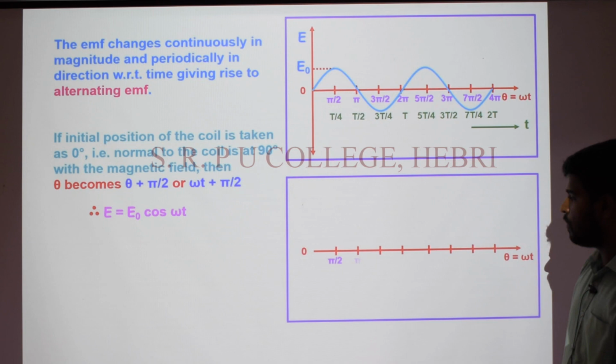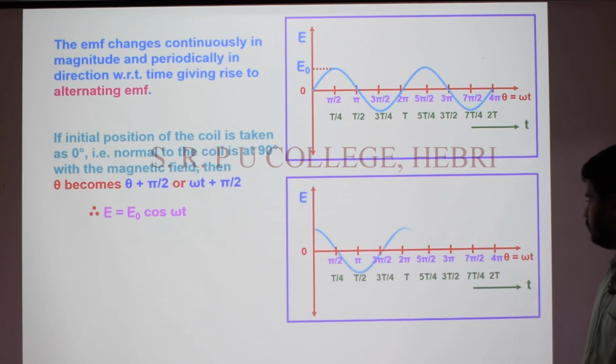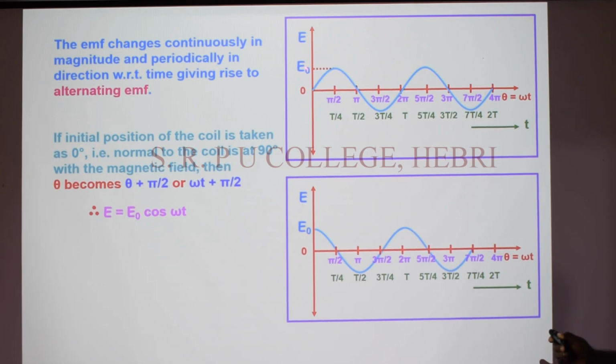Now one more graph is given. See the graph. At 0 degree the EMF will be maximum. Observe the E graph. For the angle of 0 degree, E naught will be maximum, and from this point E naught will be minimum. Therefore, at T by 4 or pi by 2, E naught will be maximum from this point. See, the curve starts from maximum at 0.